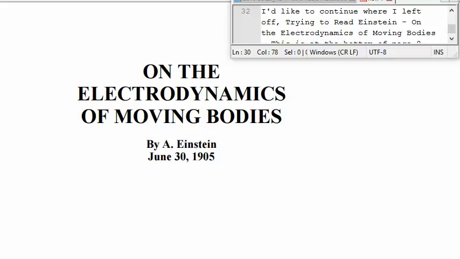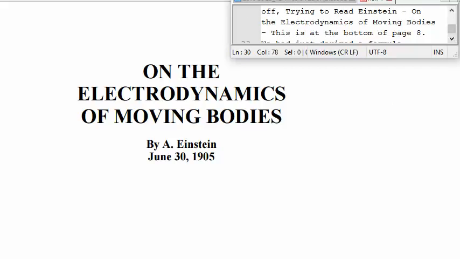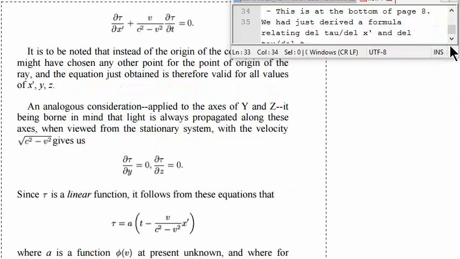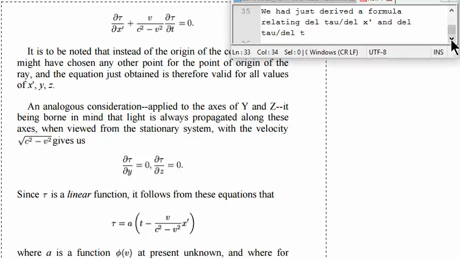I'd like to continue where I left off, trying to read Einstein on the electrodynamics of moving bodies. I was in the midst of section 3, the theory of the transformation of coordinates and times from a stationary system to another system in uniform motion of translation relatively to the former. And this is at the bottom of page 8. We had just derived a formula relating del tau del x prime and del tau del t.